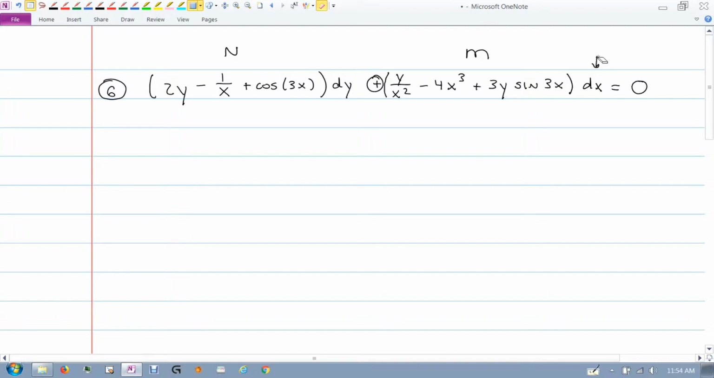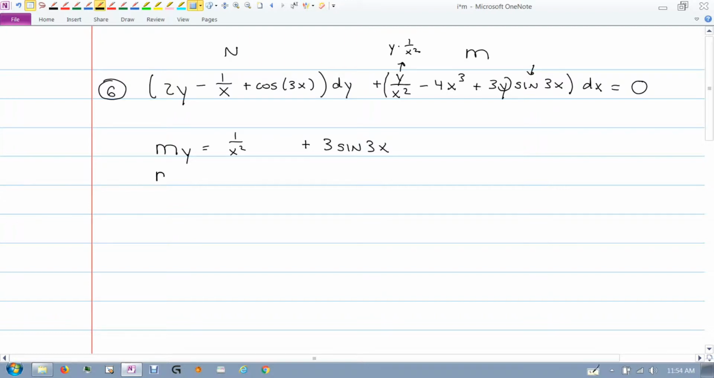All right, so now, here we go. The partial of m with respect to y is, here, this is really like y times 1 over x squared. The x is a constant, so the derivative is just 1 over x squared. Minus, let's see, the derivative of 4x cubed is 0. And then over here, this is a constant, so we just need to take the derivative of y, which is 1. So we should have plus 3 sine 3x. All right, so we can get rid of the 0 there.